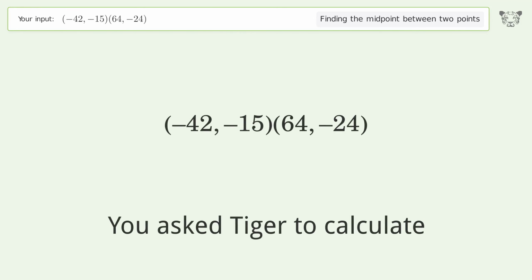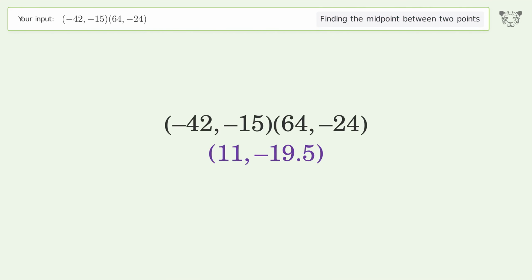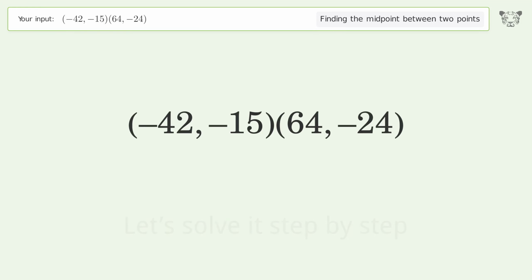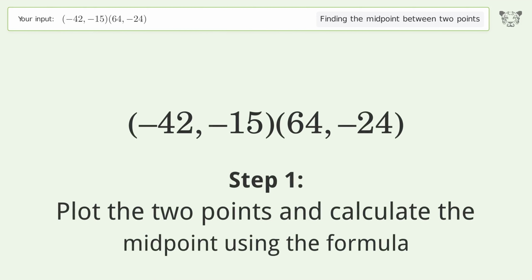You ask Tiger to calculate. This deals with finding the midpoint between 2 points. The midpoint between the 2 points is 11, negative 19.5. Let's solve it step by step. Plot the 2 points and calculate the midpoint using the formula.